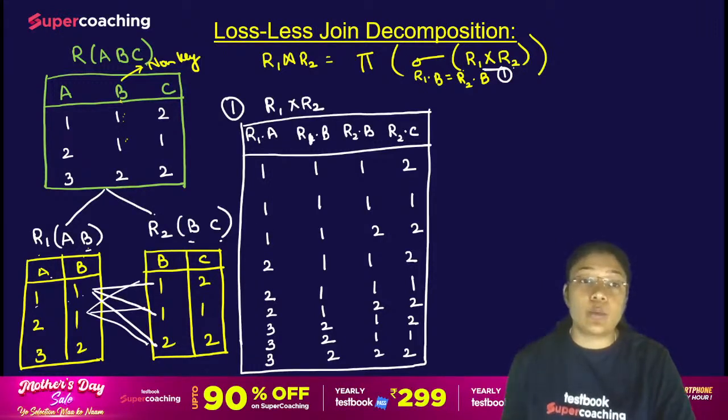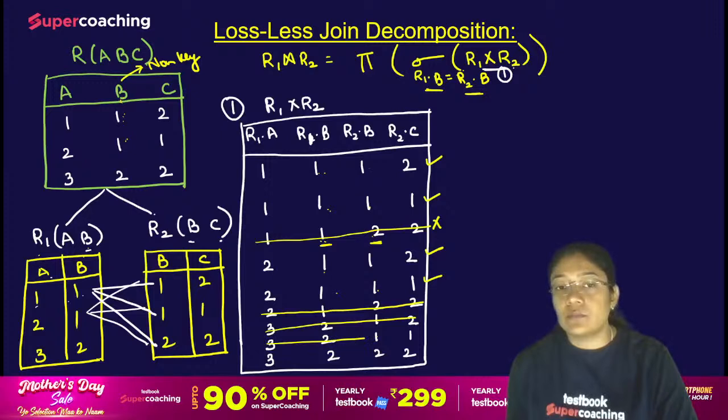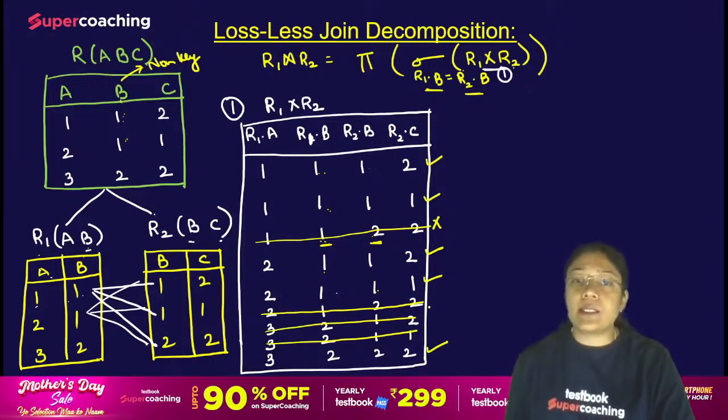Step 2 is saying that we have to select the rows where the value of the attribute B is the same. Value of B is same, yes, this row will be selected. Value of B is same, this row will also be selected. R1 dot B is equal to R2 dot B? No, this is not same, so we'll be discarding this row. Value is same. Value is not same. And this is selected. So basically, 5 tuples are selected.